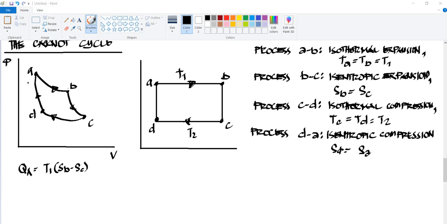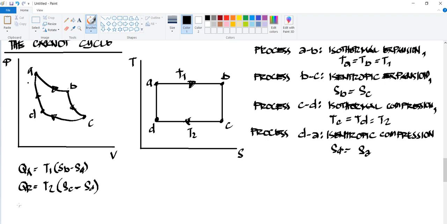And we have your Q absorbed, that will be the temperature at point 1 multiplied by the change in entropy from B to A. Sorry, this is A. Now for your Q rejected, it will be T2 times the entropy at C, then the entropy at D minus the entropy at B. So from here B to C, that is the change in entropy. So this is the T, temperature, and S.